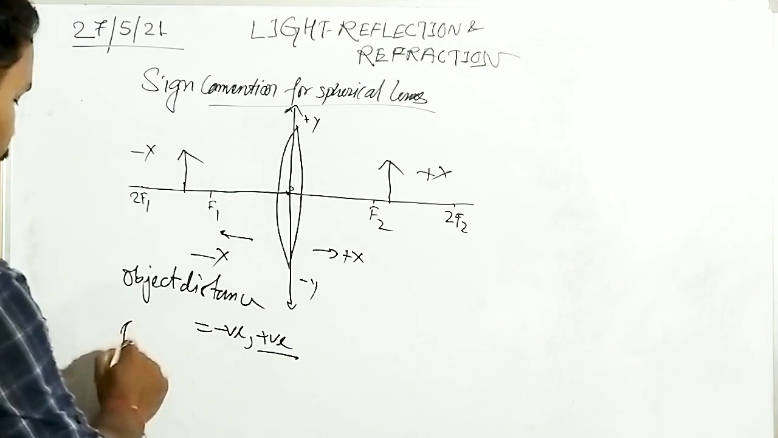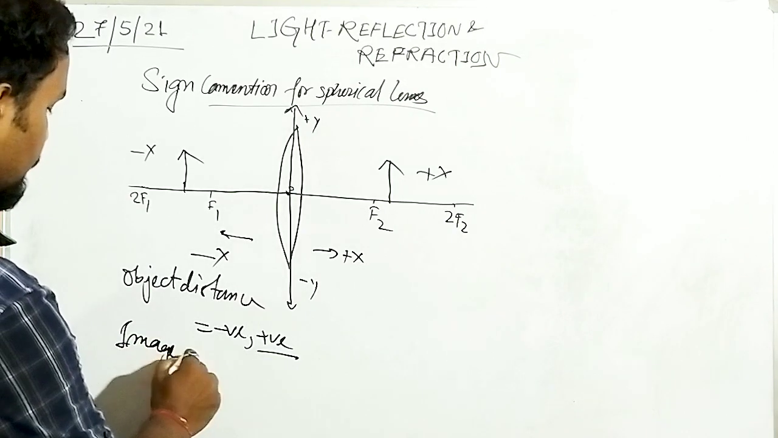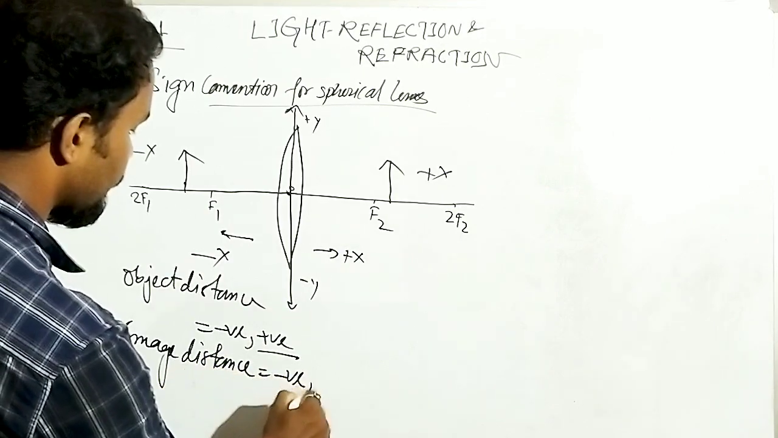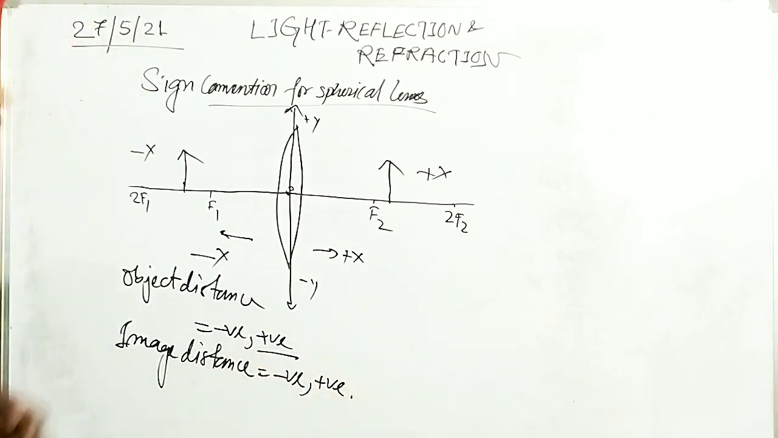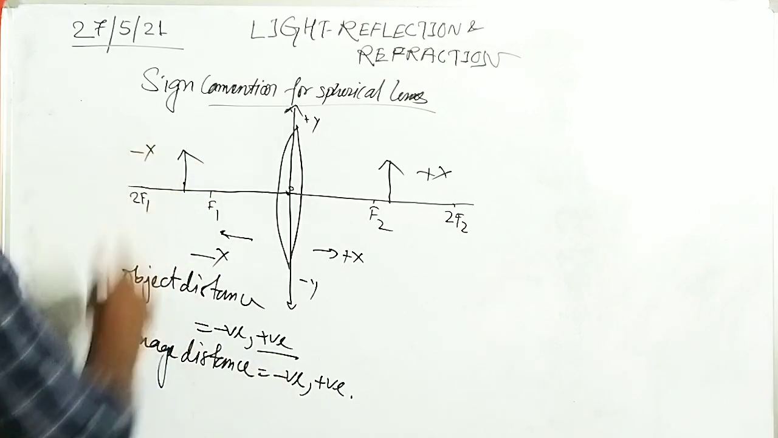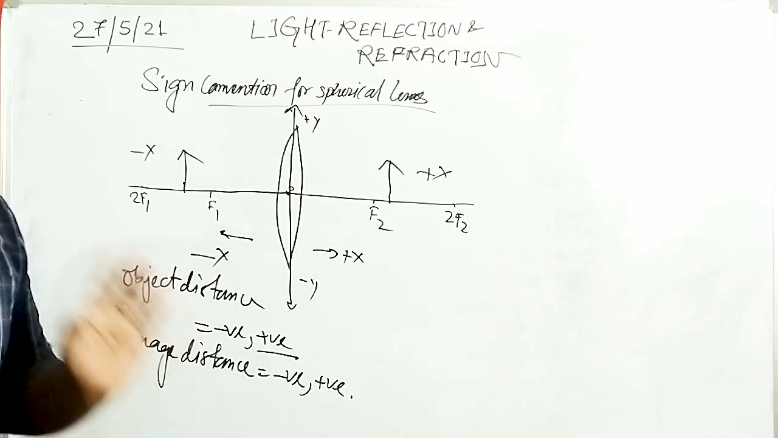So what can you say? Image distance can also be both negative and positive. In fact, what actually happens is that we always consider the object to be on the left side. Okay, always remember that.